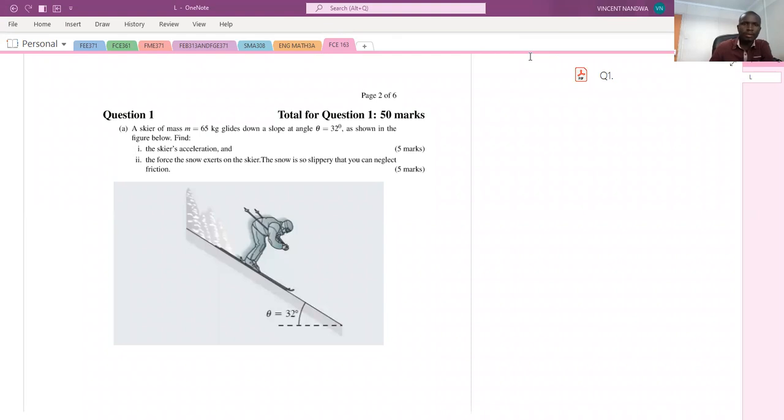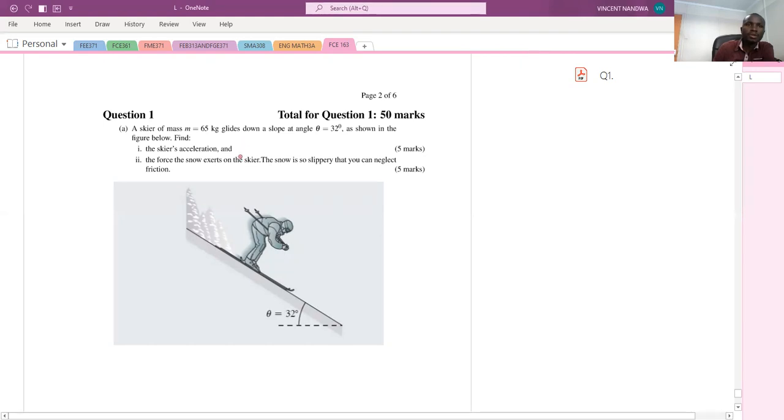Welcome to this session. In this session, we are going to discuss a problem on how to apply Newton's second law of motion to a problem involving a skier. The problem reads: a skier of mass 65 kilograms glides down a slope at an angle of 32 degrees, as shown in this diagram. Find the skier's acceleration. That's the first part.